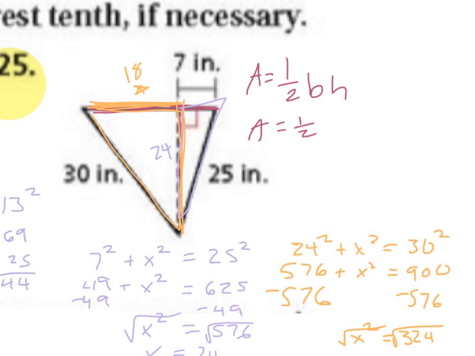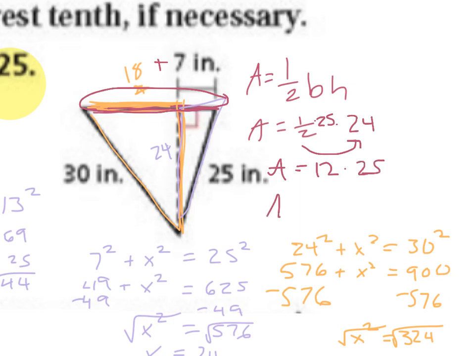Now we have our height, which is 24. And in order to find our base, we just need to add 18 plus 7, because our base is this whole length, so it's going to be the part that's 18 and the part that's 7, which is 25. So we have 1/2 times 25 times 24. I'm going to multiply the 1/2 and the 24 first. So I get 12 times 25, and we get the area is equal to 300. And since our problem gives us inches, our area has to be inches squared.